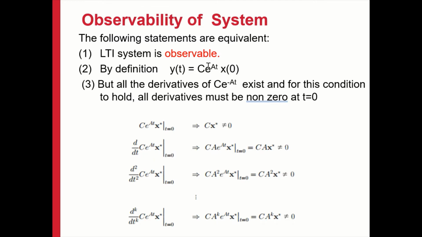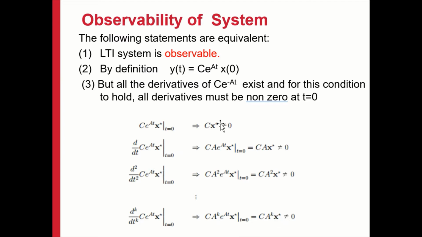If we work out the first derivative, if we differentiate e to the At, we get A e to the At. So the differential of C e to the At is in fact CA e to the At. And we've put t as 0, so this comes out as CA times x of 0. If we do the second one, we get CA squared x of 0. And if we went to do the kth one, it would come out as CA to the k x of 0.